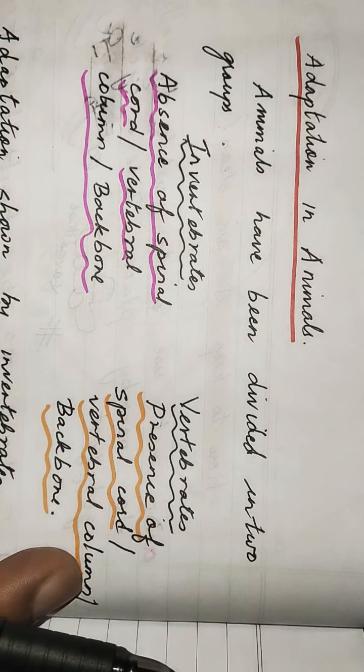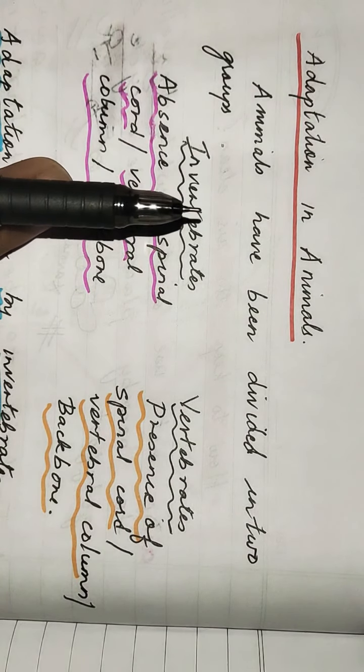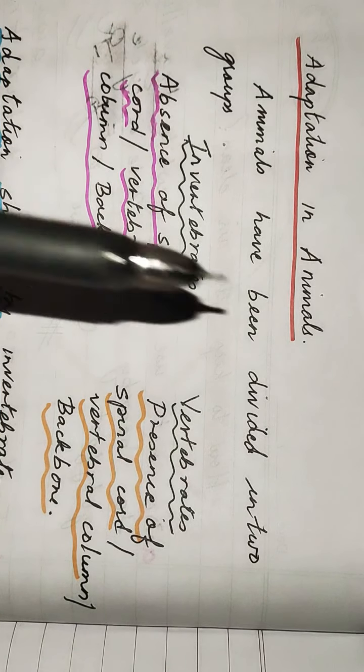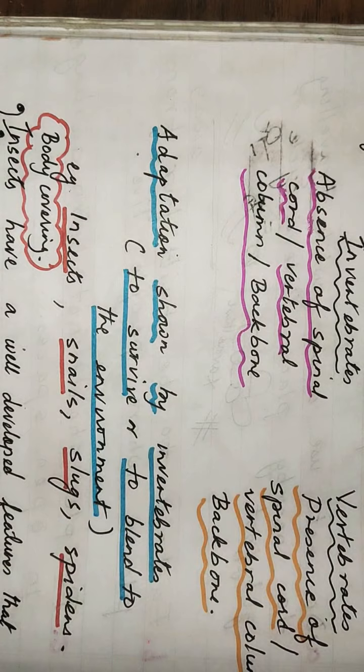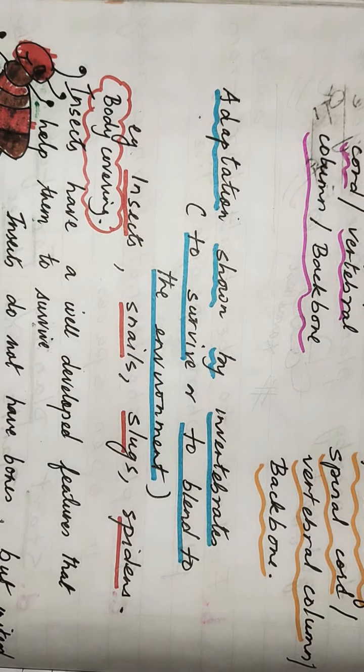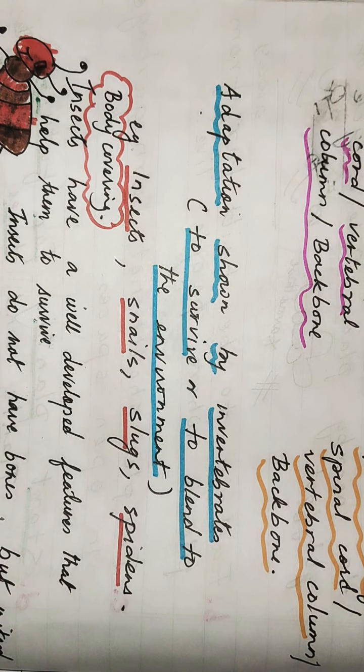Example will be human being, and for here will be snail. Simple examples: earthworm, ant, butterfly are invertebrates. Right? So let us learn about adaptations shown by invertebrates.